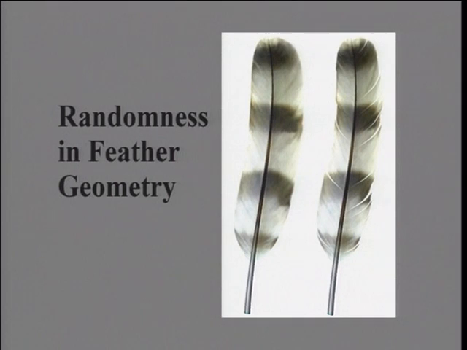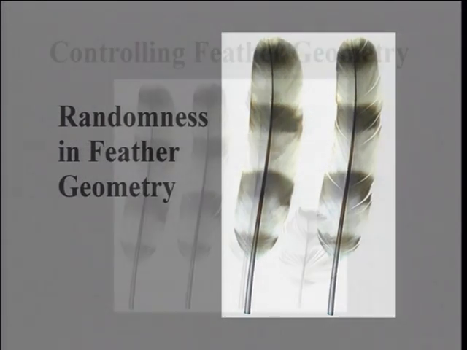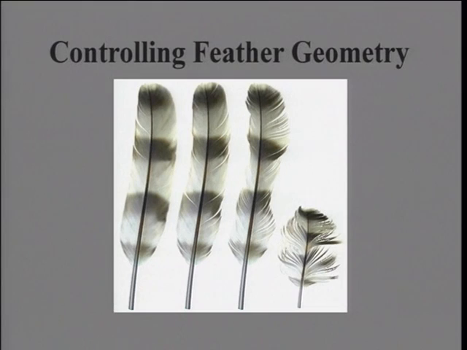Here we show the effect of randomness. The feather on the left has no random gaps on the blade. The feather on the right has random gaps on the blade and looks more realistic. Here are several feathers generated using different parameters.